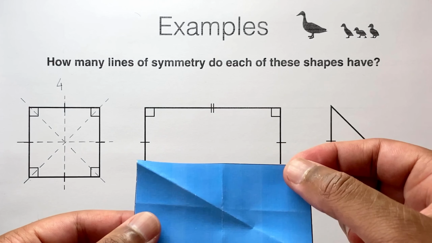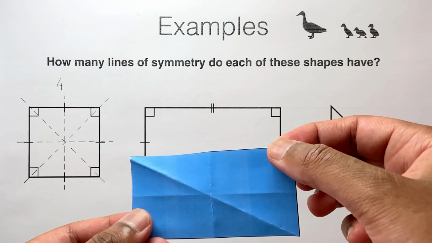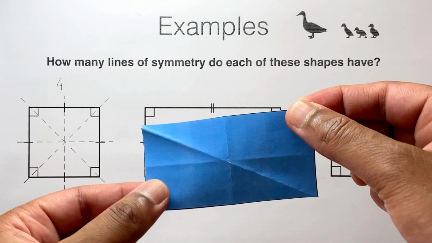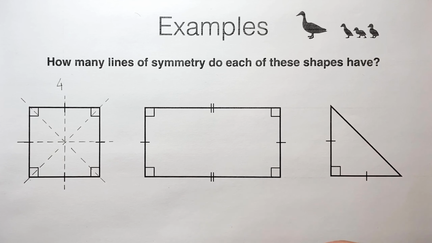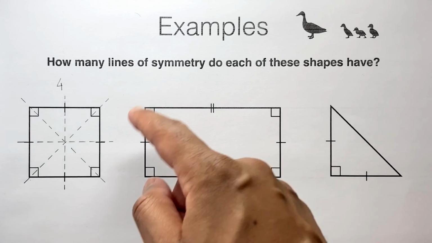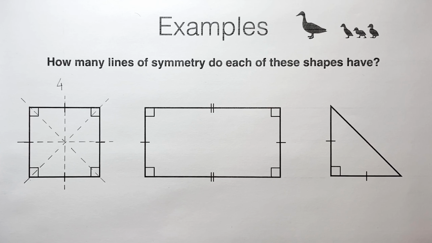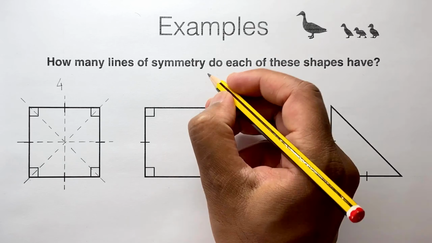Similarly, I can't fold it along the other diagonal either. We'd get the same issue. Try it with a piece of paper for yourself. If you do that, you'll see what I mean. The oblong here has only 2 lines of symmetry.